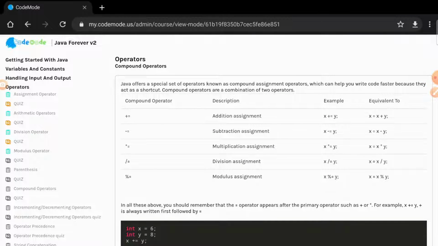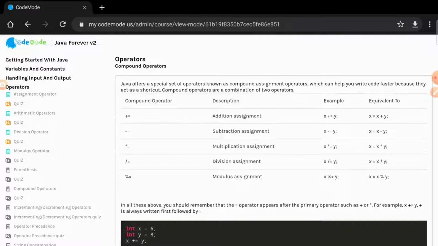Currently we are learning operators, and in today's course we are going to learn about compound operators. So far we have learned about different types of operators, right? From the equal to sign to plus, minus, star or asterisk, the forward slash which is for division. We also looked into parentheses. Now Java provides some sort of shortcuts.